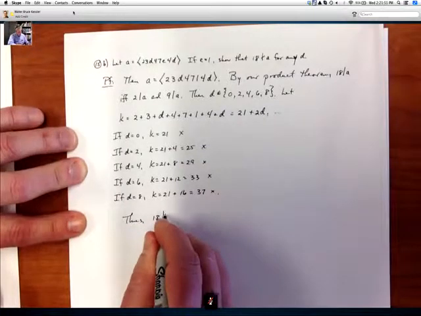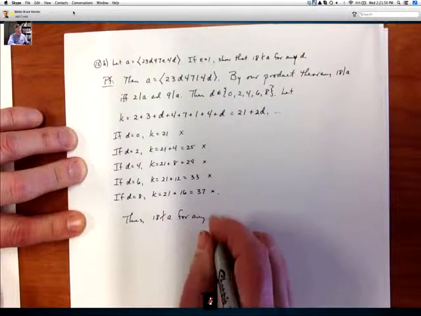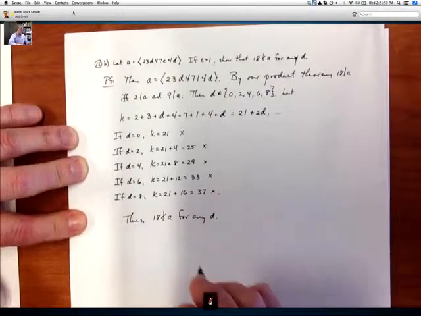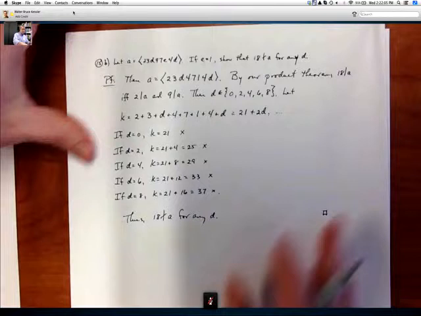Thus, 18 does not divide A for any value D. Okay? Not too bad.